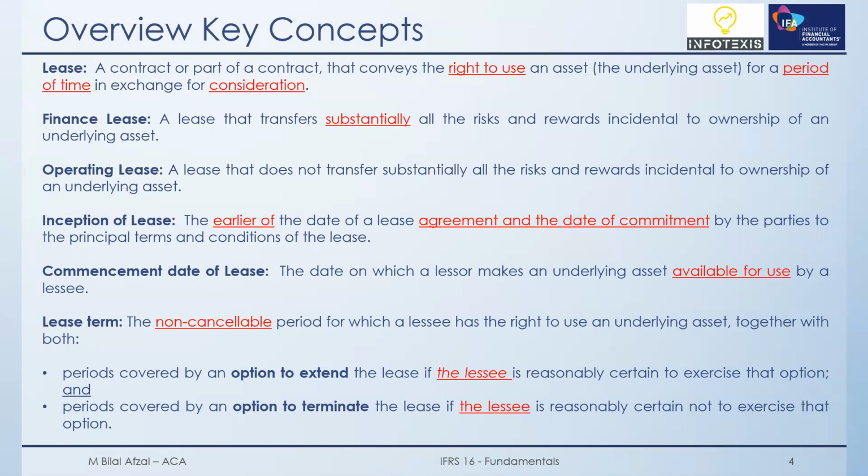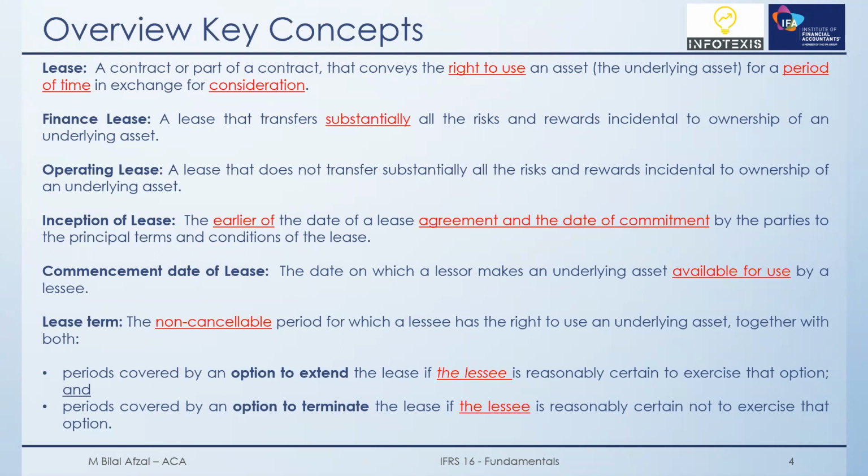So if you are doing accounting from the lessee's point of view, you need to be very careful whether the lessee intends to exercise that optional period or not. If it intends to exercise that optional period, the lease term would be the original non-cancelable period, which is 5 years, plus the optional period.